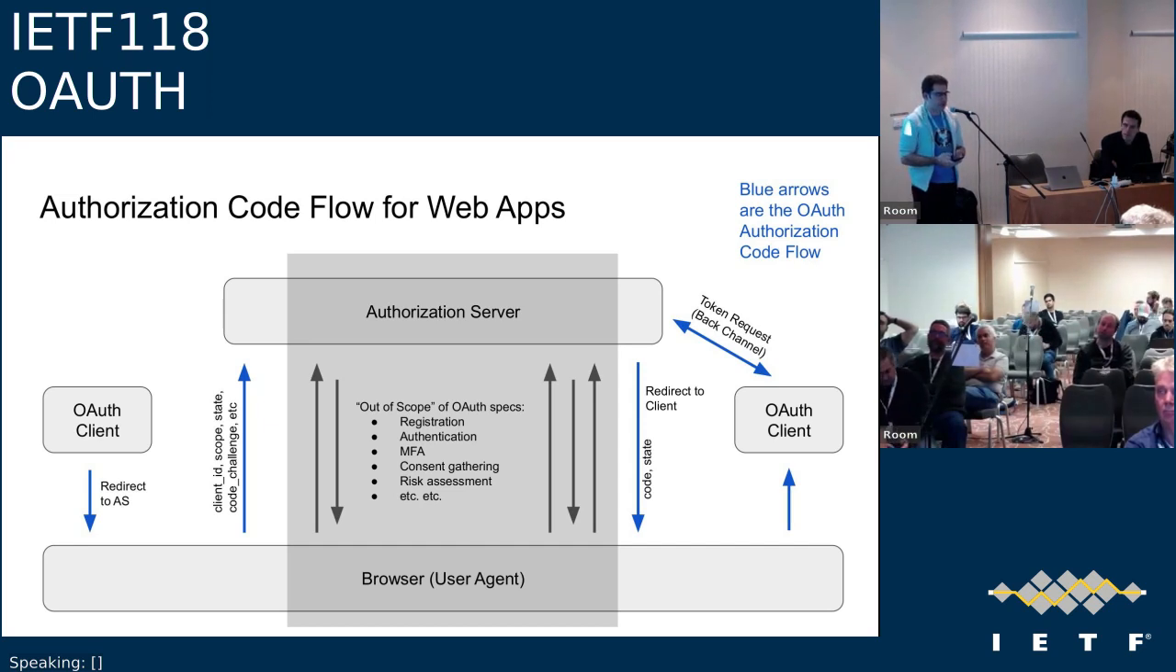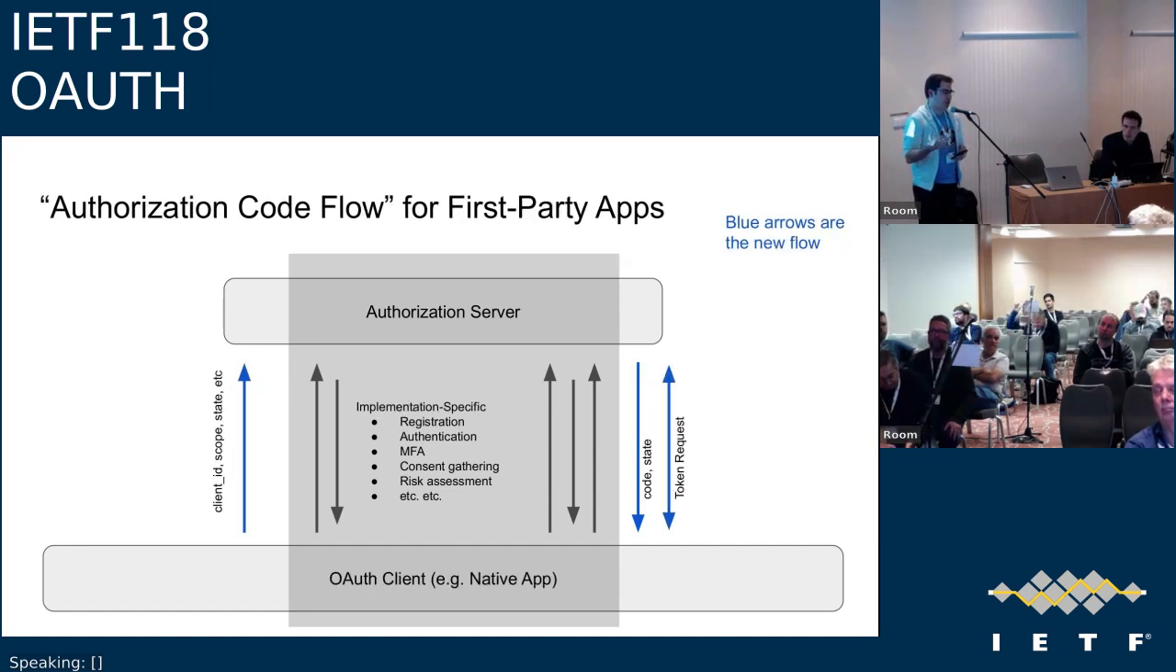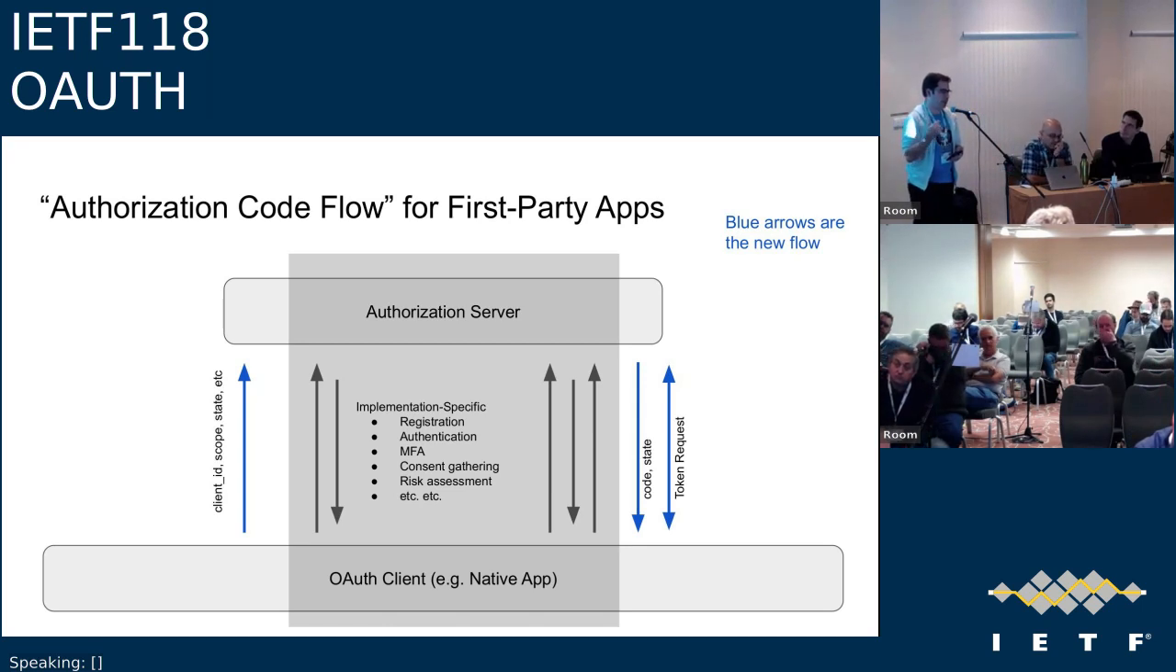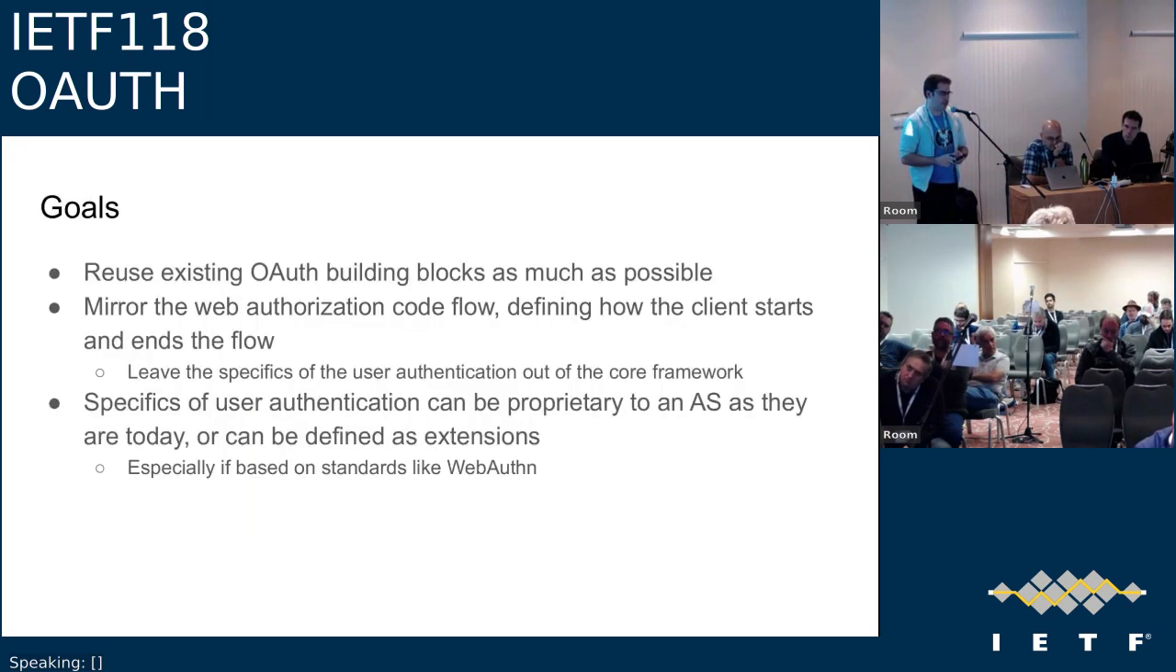So if we take this to the mobile world and we try to provide a way to let apps provide a native user experience, what we could do is define a similar authorization code flow, but now it's in quotes, for first-party applications, where the part of the flow that's defined is just the outside start and end of the flow, but leave the inside bit still out of scope and not even try to get into how the actual back and forth happens, leaving that to be proprietary as it is in the authorization code flow for the web. So with that, it was the quick version.